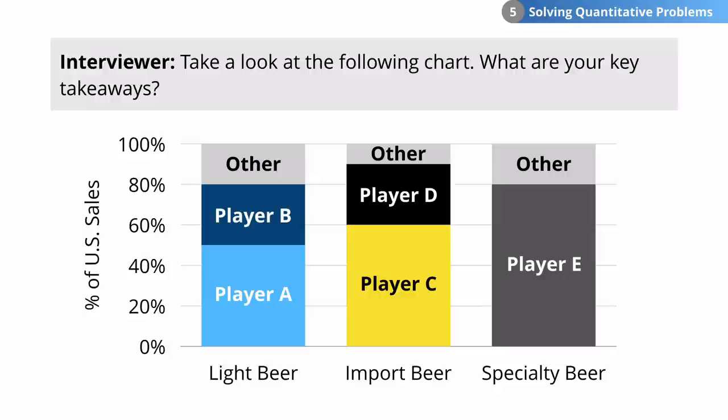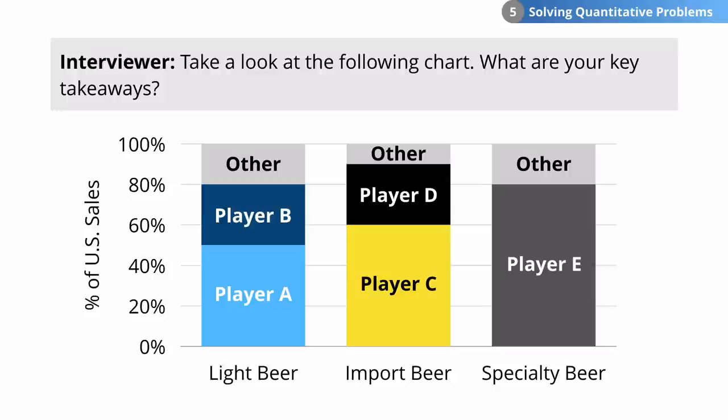For this chart, we have market share on the y-axis and different categories of beer on the x-axis. For each category, we see that market share is concentrated among a few large players. This implies a highly competitive market with high barriers to entry. Because of this, the beer market does not look attractive because it is so competitive.